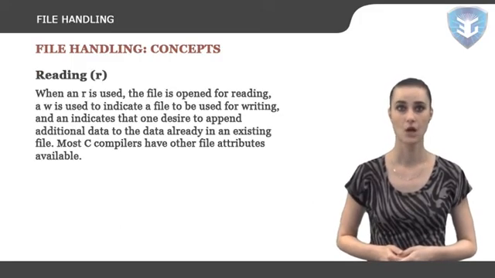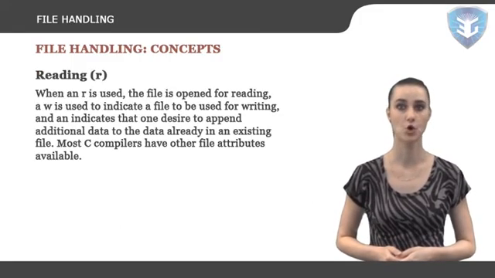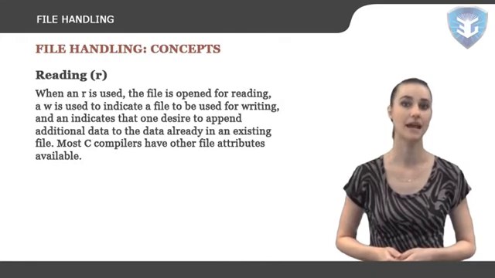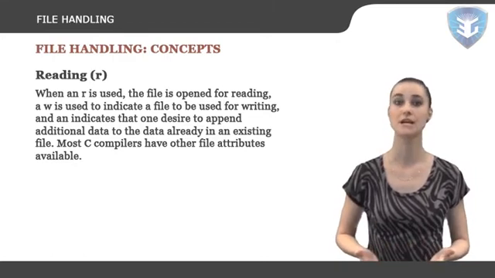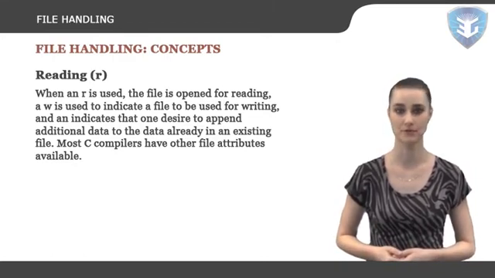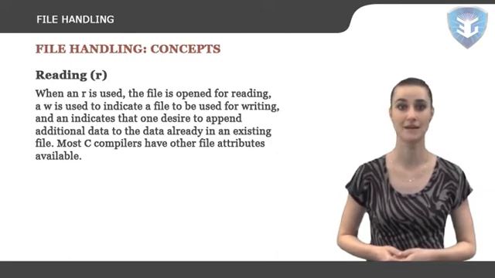Reading, R. When an R is used, the file is open for reading. A W is used to indicate a file to be used for writing. And an A indicates that one desires to append additional data to the data already in an existing file. Most C compilers have other file attributes available. Using the R indicates that the file is assumed to be a text file. Opening a file for reading requires that the file already exists.